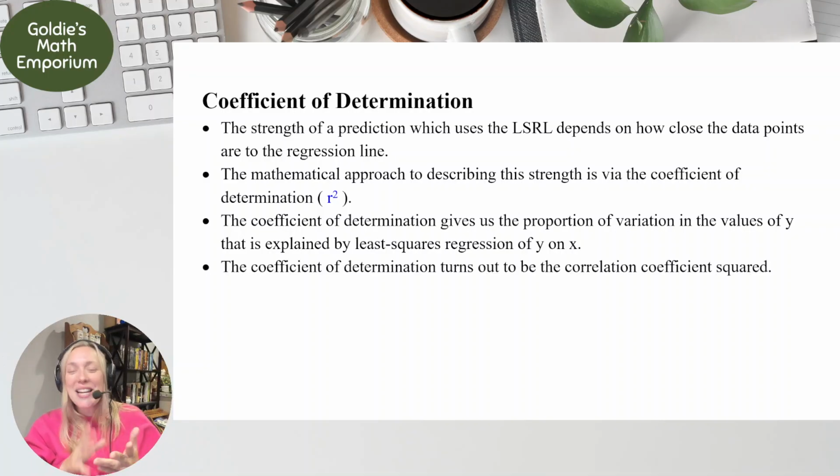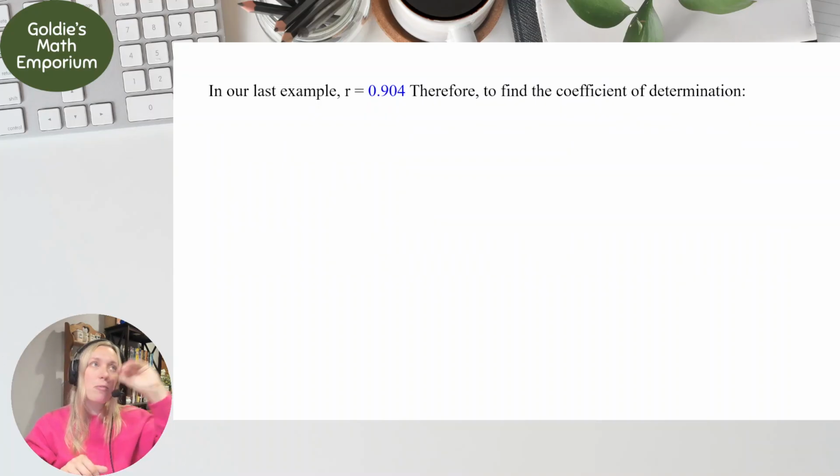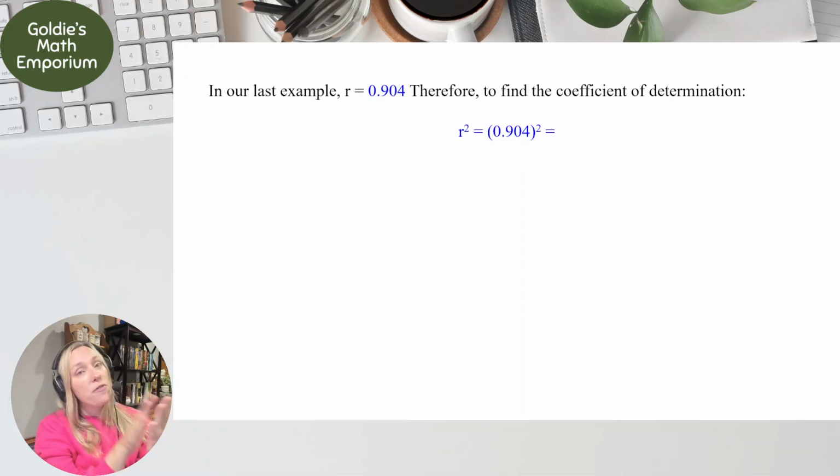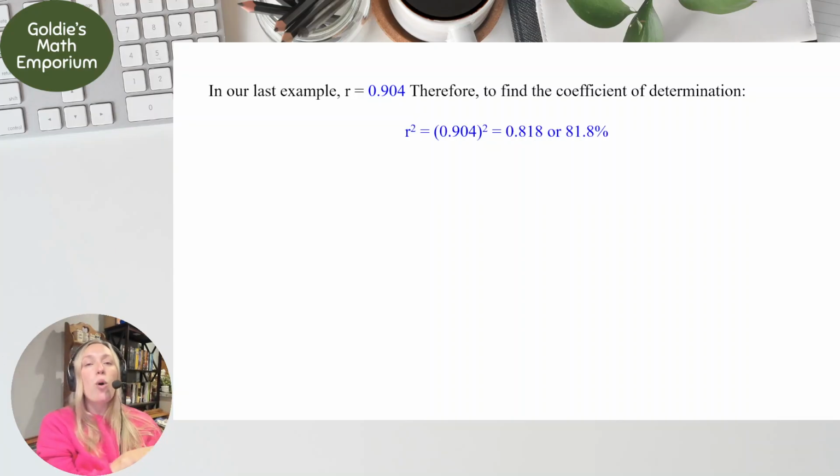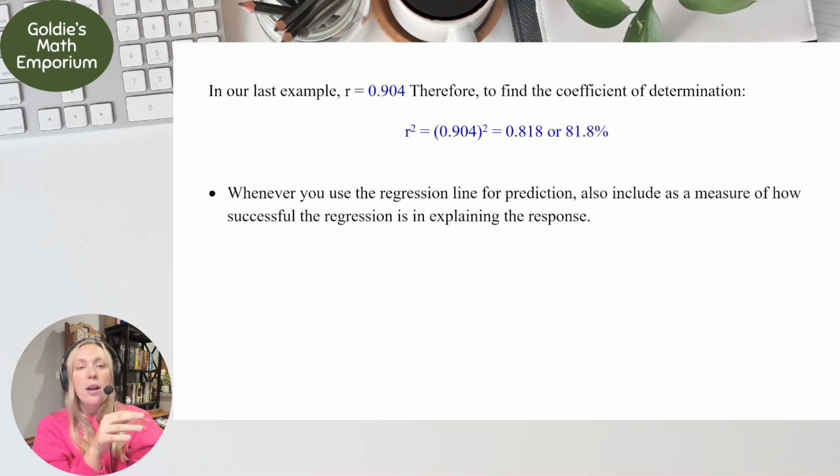To determine it is pretty straightforward. It's actually the correlation coefficient squared. So in our last example with the teacher evaluations, our correlation was 0.904. So to get the coefficient of determination we square that value, which is why the symbol is r squared, because it's literally r squared. So we take that, we get 0.818. We also report that as a percentage. You can report the coefficient of determination as a decimal or as a percentage, either or.